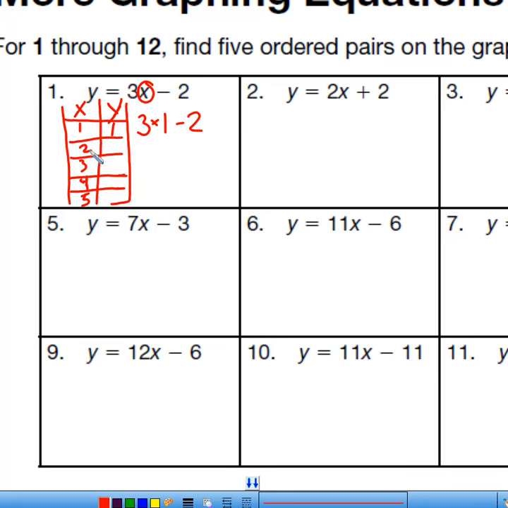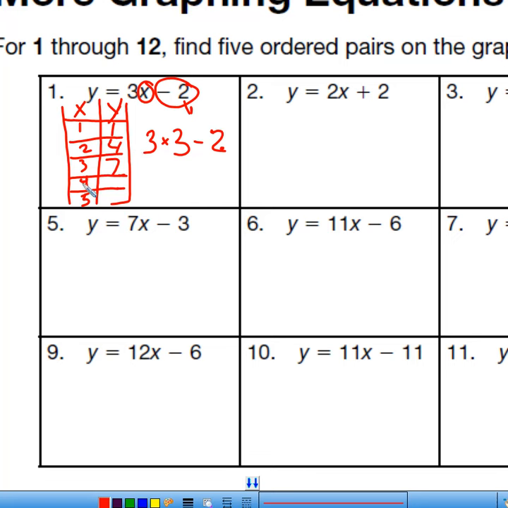If x is 2, again we plug in x there, and it will be 3 times 2, because x is 2 now. So 3 times 2. And then we want to remember that minus 2. So 3 times 2 is 6. 6 minus 2 is 4. So over 2, up 4. The next one, if x equals 3, then we plug 3 in for x. So 3 times x, which is 3, so 3 times 3 equals 9, minus 2 equals 7. So over 3, up 7.